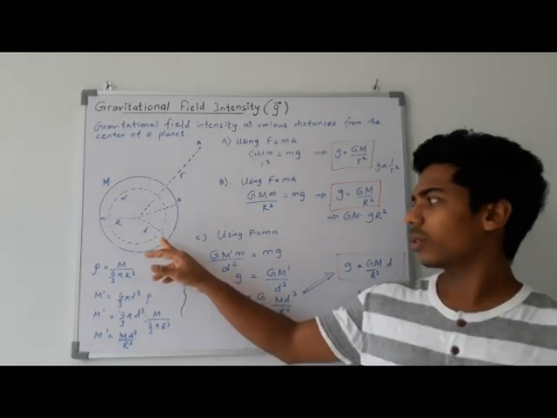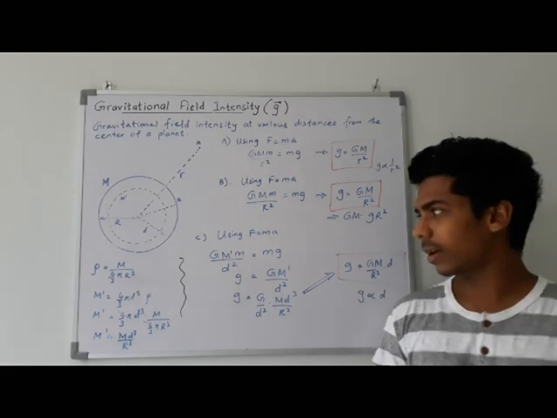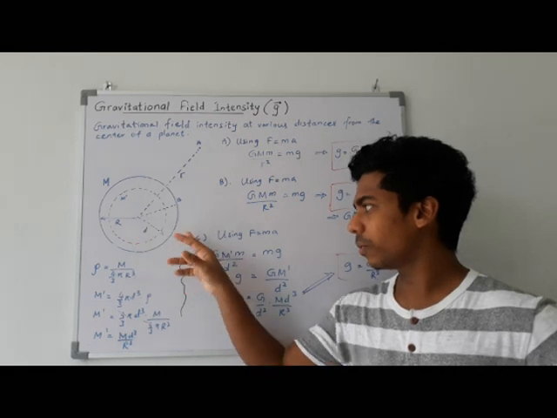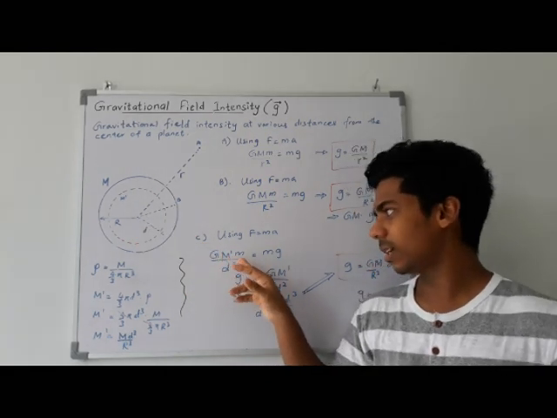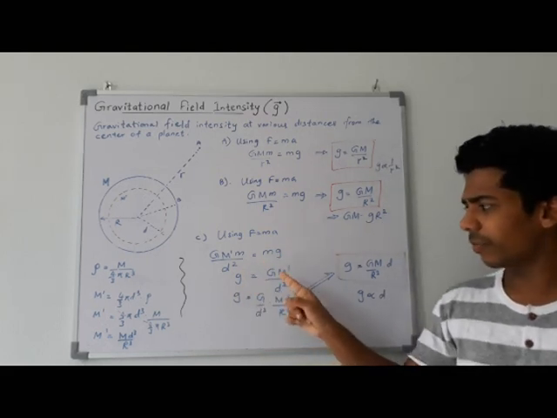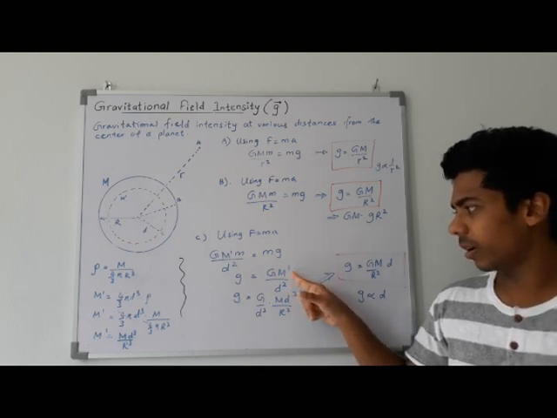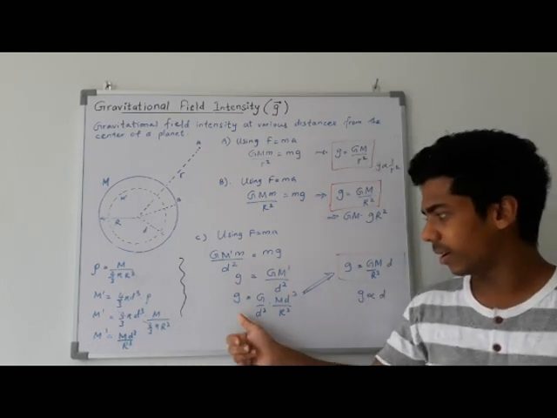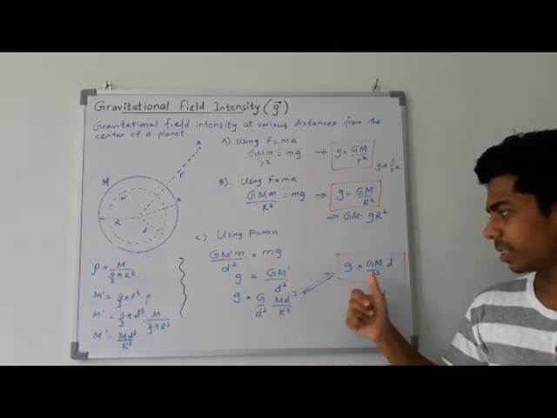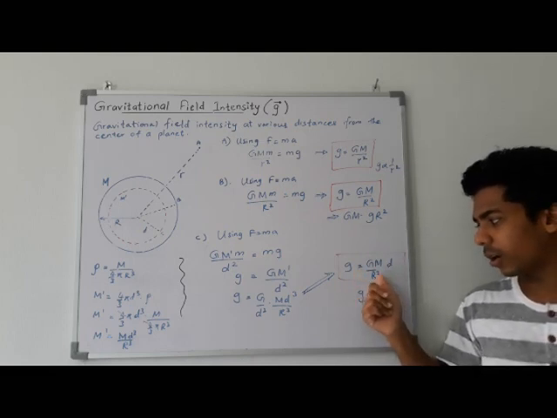Similarly, now I consider a mass m placed here, and using F equals ma, I can write the force due to the mass M dash. So M dash times m over d squared is equal to mg. Simplifying this, we get g is equal to G M dash over d squared. So instead of M dash, I can substitute this value, and after substituting and simplification, we get this value. So g is equal to GM over R cubed times d.